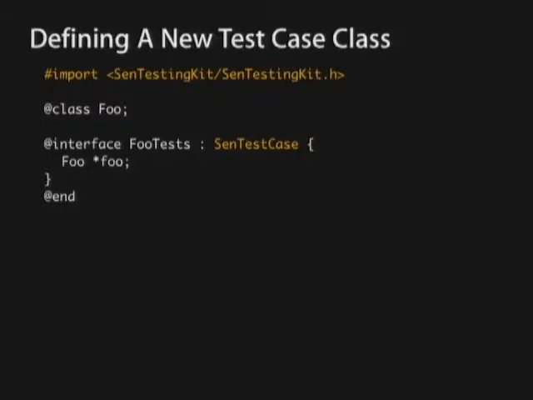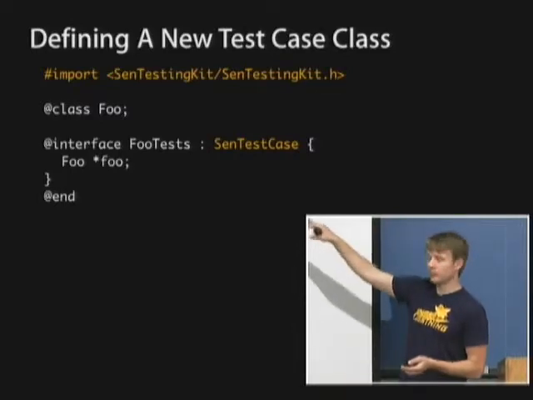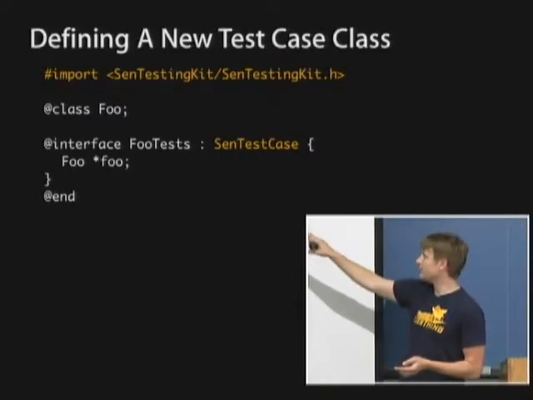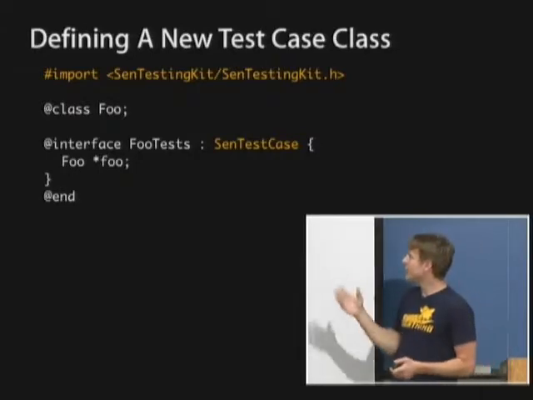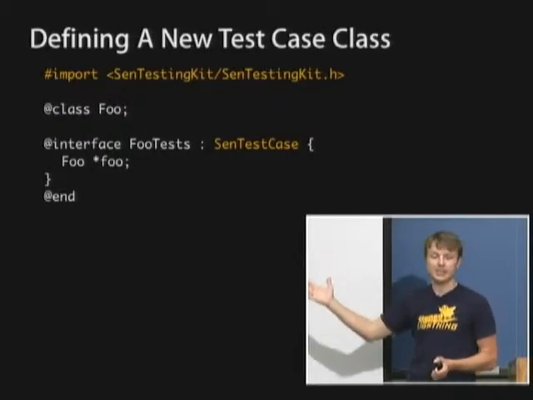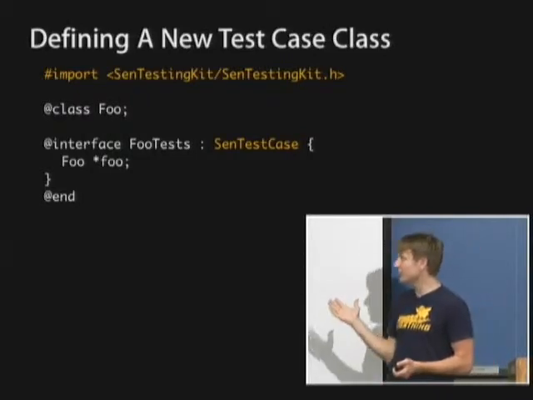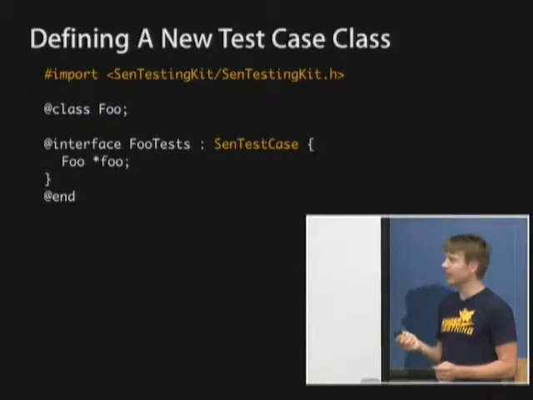So let's look at defining a new test case class. We're going to import the SenTestingKit.h header. That's the umbrella header starting point. There's some class Foo, which we're forward declaring here because we don't want the compiler to say, hey, I don't know what Foo is. And then the key here is that we're subclassing SenTestCase. We're creating our own class called FooTests. It's got an instance variable called foo. This is all standard Objective-C stuff. So that's what the header looks like.